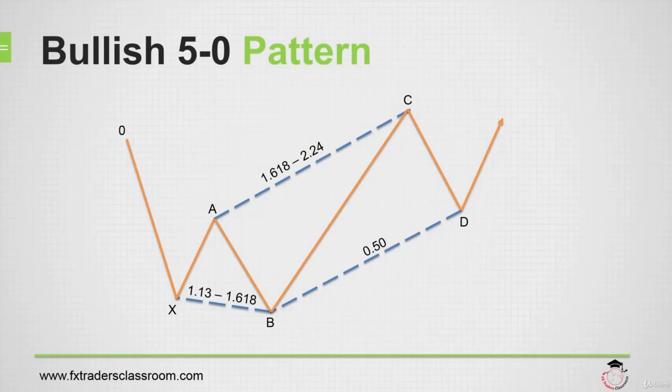Alright, so now let's go to the B to C move. The BC leg is the longest in this entire structure and must be at least, so the very minimum, the 1.618 extension of the A to B move. So the BC leg has to be at least the 1.618, but cannot exceed the 2.24 extension. This is a tight range of the 1.618, and it's the defining element of this structure. If the minimum 1.618 is not reached, the structure is not considered a valid 5-0 pattern.